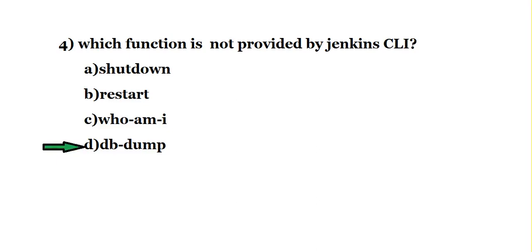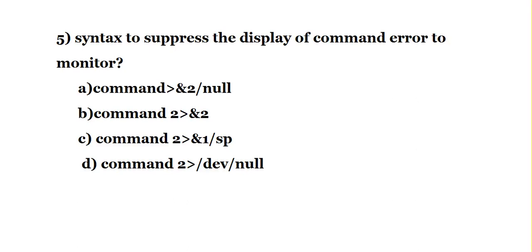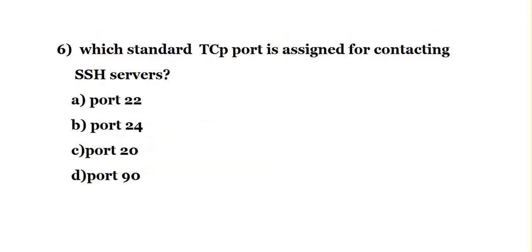The next question is, syntax to suppress the display of command errors to the monitor. Command greater than true or null. Command greater than. So option D is the answer. Command 2 greater than /dev/null. Which standard TCP port is assigned for contacting a server? It's option A, port 22. That is the default. It's not port 24, it's not port 20, it's not 90.